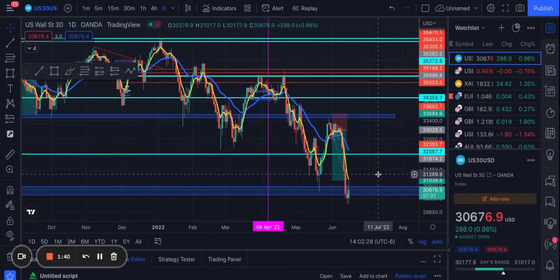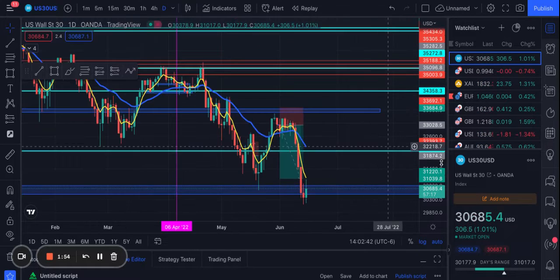And then when it comes to risk management, just a quick overview of it. It's just that you're not risking half your capital on a single trade. So let's take this trade for example that I actually took.